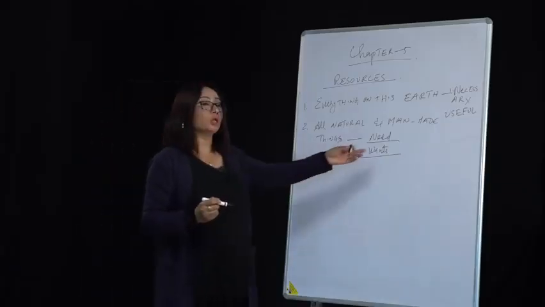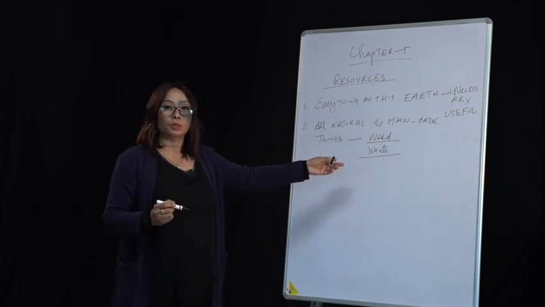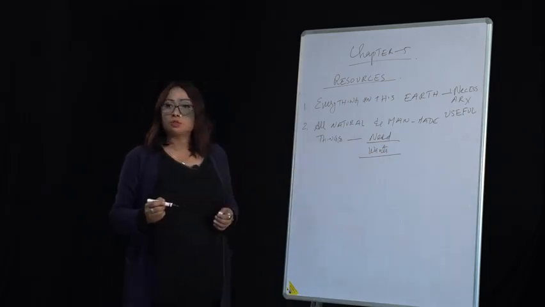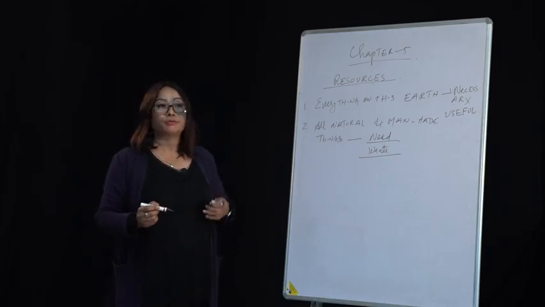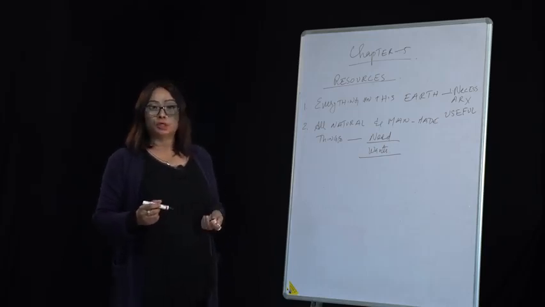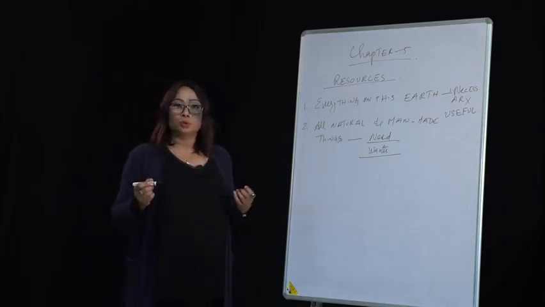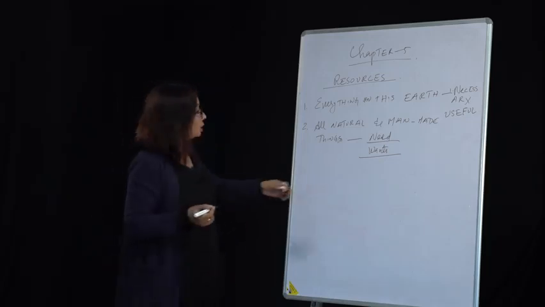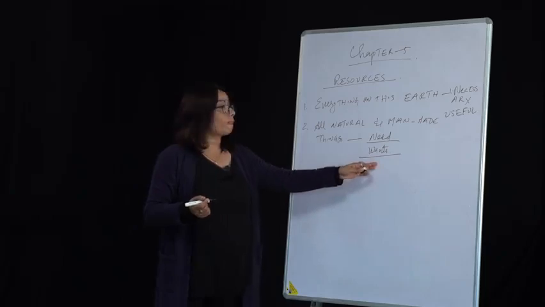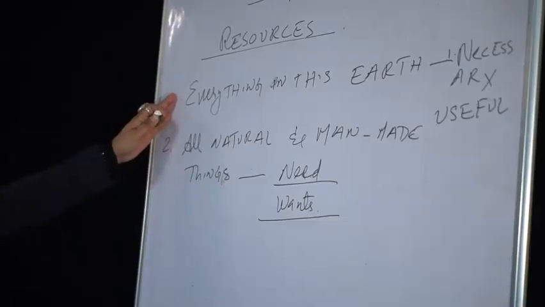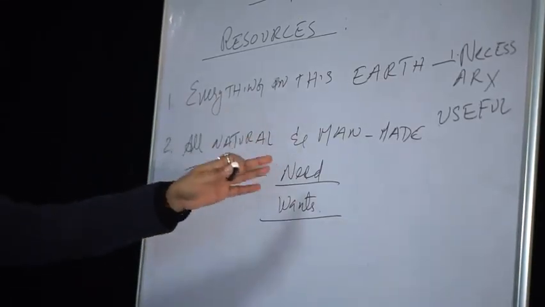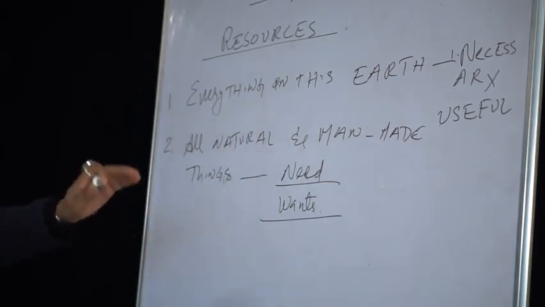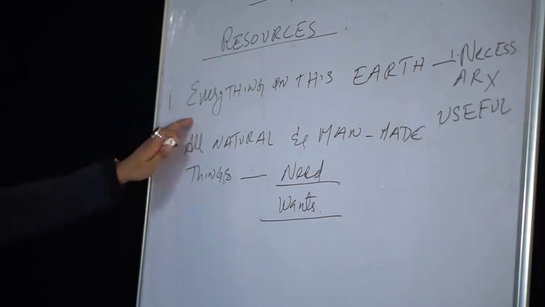Needs are those without which we cannot survive. It's very necessary. Food, water, shelter, these are needs. Wants means those things that make our life comfortable, convenient. So we need houses, we need furniture, we need roads, we need bridges. These are our wants. So resources, first, is everything on this earth that is necessary as well as useful for survival, to live life on this earth.